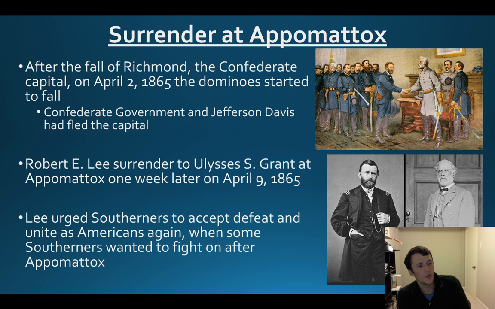So you also have this surrender now at Appomattox. Richmond is going to fall in early 1865 here, and the dominoes are just going to continue, right? The Confederate government and Jefferson Davis are going to have fled the capital, and Robert E. Lee is going to surrender to Ulysses S. Grant roughly one week after the fall of Richmond, on April 9th, 1865. They're going to be surrendering at a place called Appomattox Courthouse, in the parlor room of a man named Wilmer McLean.